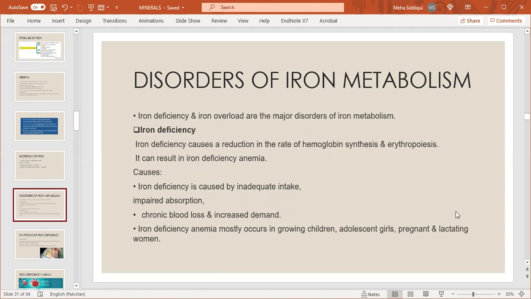Iron deficiency and iron overload are the major disorders of iron metabolism. Iron deficiency causes a reduction in the rate of hemoglobin synthesis and erythropoiesis. It can result in iron deficiency anemia. Iron deficiency anemia is caused by inadequate intake, impaired absorption, chronic blood loss, and increased demand. It occurs in growing children, adolescent girls, pregnant and lactating women.